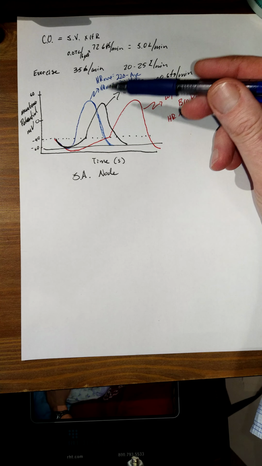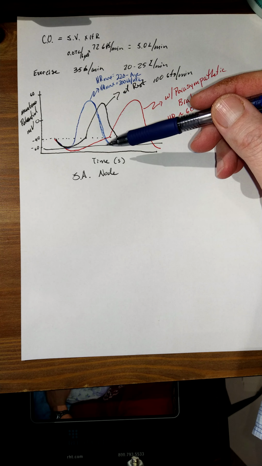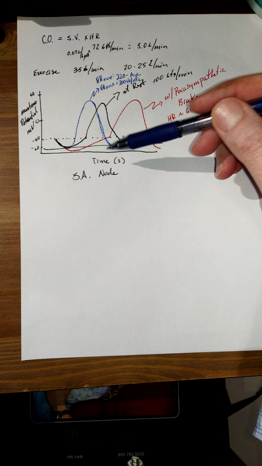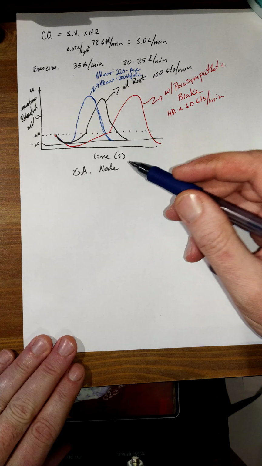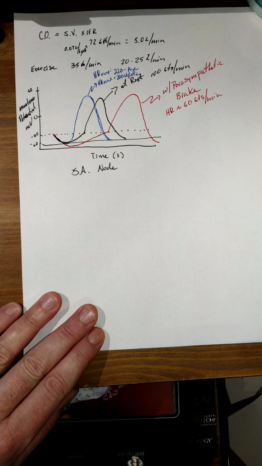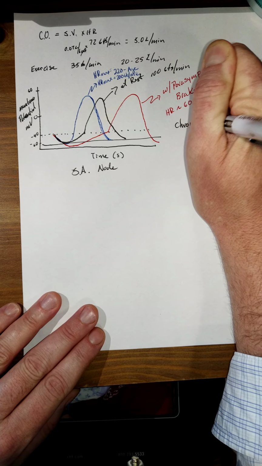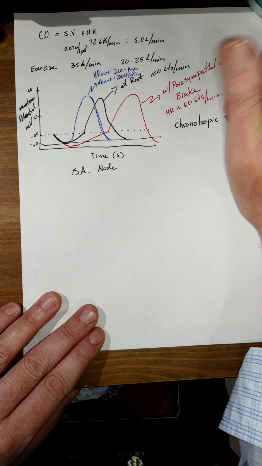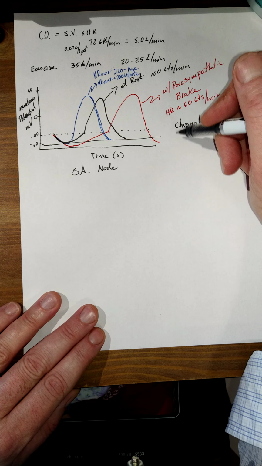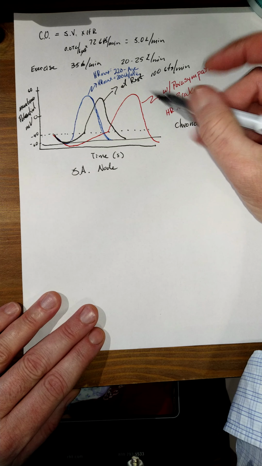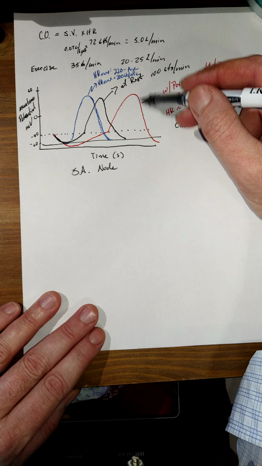So now that we've talked about what's happening at the SA node, we need to look at things from a little bit different perspective as well, because the sympathetic nervous system and parasympathetic nervous system not only have the chronotropic effects. These are our chronotropic effects, and in this case there's considerably more parasympathetic activity because during rest and most of our life the parasympathetic system is keeping our heart rate down.